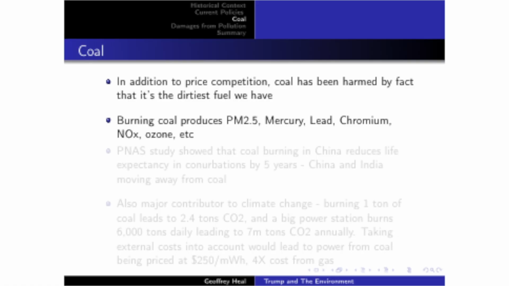Burning coal produces what are called PM 2.5, very, very fine particles. Particles are sufficiently fine that they go into your lungs. They go through the tissues in your lungs into your blood. They can even go from your blood into your brain. And there's an increasing amount of research, which I'll mention in a minute, that shows that these particles do a great deal of harm to people's health.